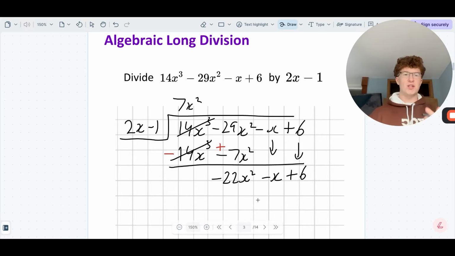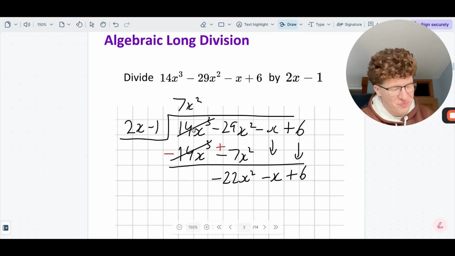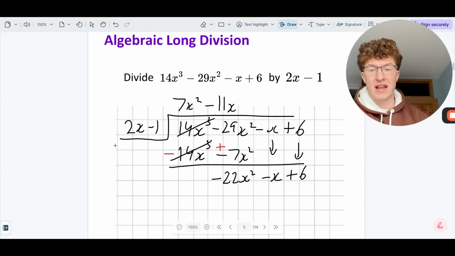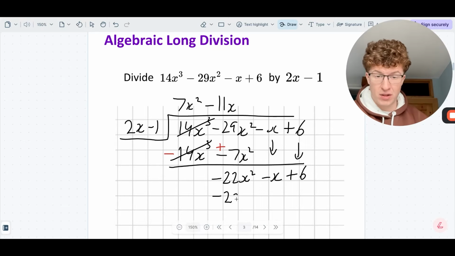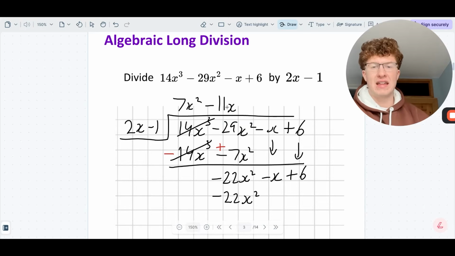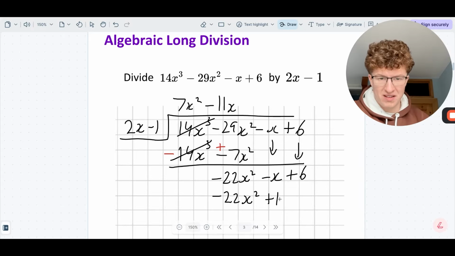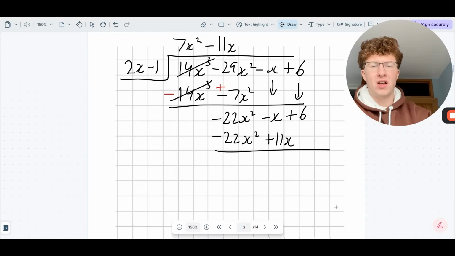Now, what do we do from here? Same thing again. Rinse and repeat. Divide the negative 22x squared by the 2x. We're going to get minus 11x. Multiply it down. So negative 11x times 2x is going to be negative 22x squared. And then negative 11x times minus 1 is going to be plus 11x. Like that.